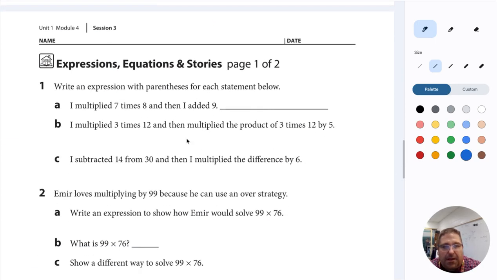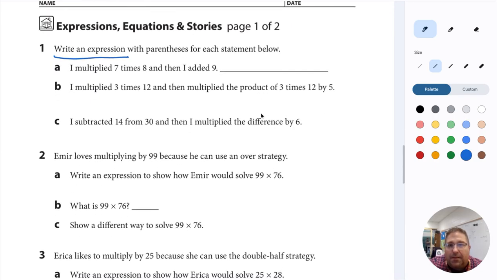Number 1 on this page, again, we're just writing an expression. So you don't have to solve it, but you need to write what does it mean to do 7 times 8 and add 9. Write me the math problem. Well, 7 times 8 plus 9. Just write that, right? Because left to right, that's all we need on that one. I multiplied 3 times 12. Then I multiplied the product of 3 times 12 by 5. Well, we need to do 3 times 12. Whatever we get for that.